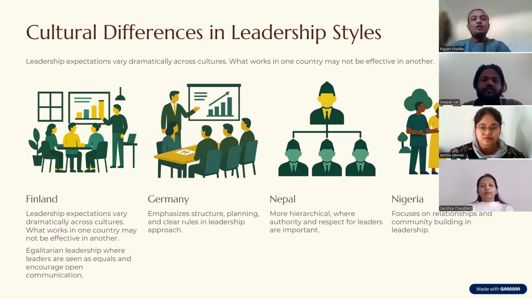In Finland, leadership is more egalitarian. This means leaders and employees are seen as equals and open communication is encouraged. In Germany, leadership focuses on structure and planning. There are clear rules and expectations. In Nepal, leadership is more hierarchical. People respect authority and leaders are expected to guide decisions. In Nigeria, leadership is more relationship based, so building trust and community is very important. So we can see leadership styles vary depending on cultural values.